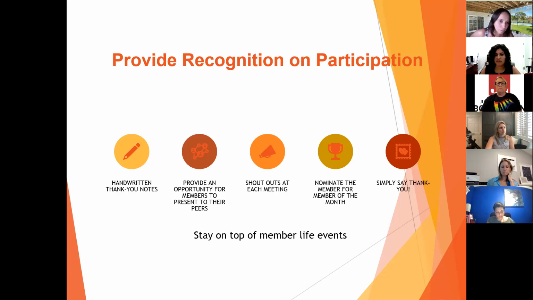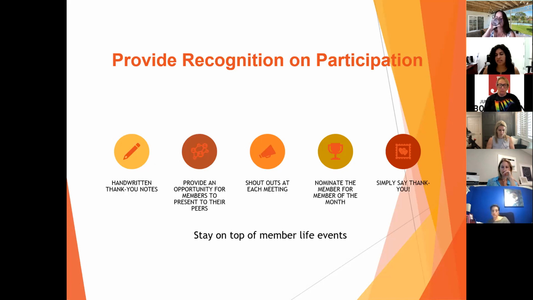So provide an opportunity for members to present to their peers. When you can empower another woman, please try and do it. If you see someone on your team that has a great idea, encourage them to present it at your committee meeting. Encourage them to talk about their idea so that they feel like they're fully participating. Once again, it's great to have little shout outs at every meeting. I can say, hey, Bridget, you've been doing an awesome job, she's been reaching out to everybody, already has trainings planned. Just all different little things that make people feel special.